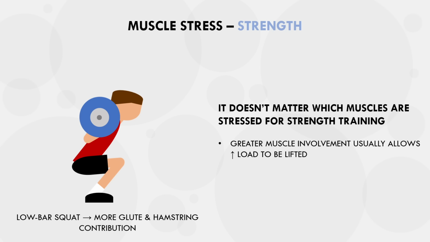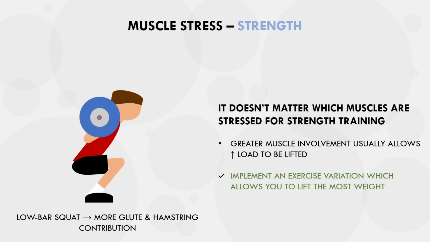So ultimately, we shouldn't really be concerned with which muscles are being trained when selecting exercises for strength training. Rather, we should just implement the variation which allows us to lift the most weight. It should be noted that we still need to understand which muscles are involved in the strength lift because we may implement accessory exercises to specifically target such muscles.